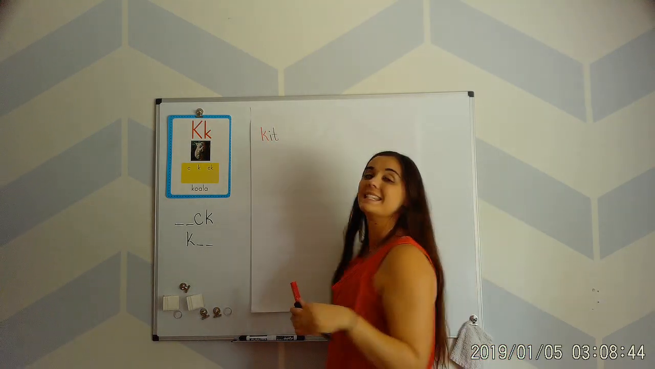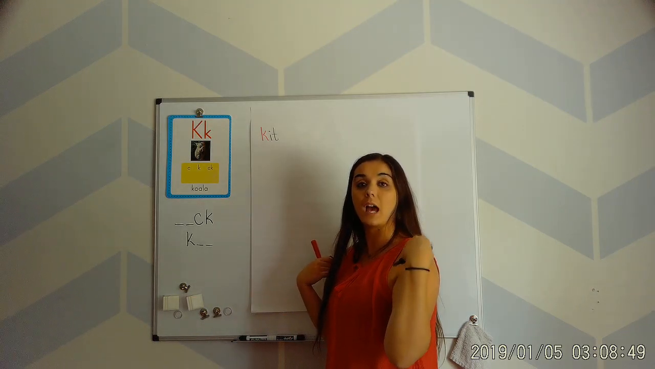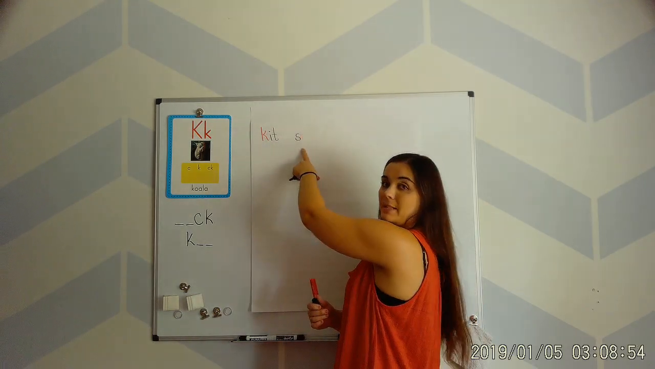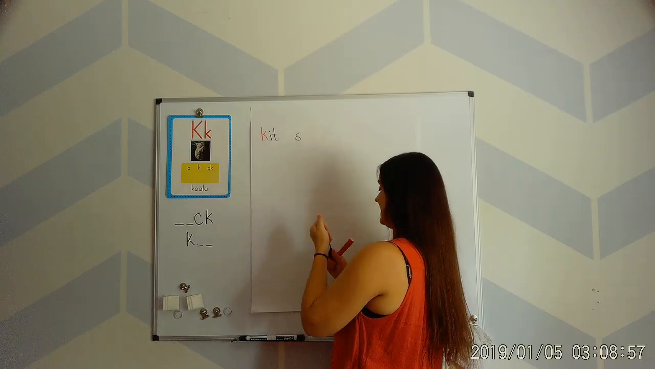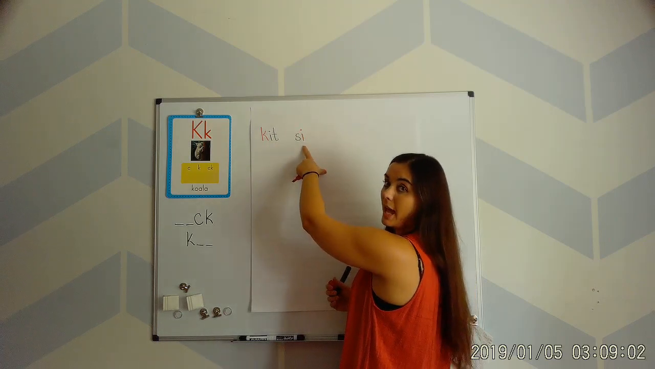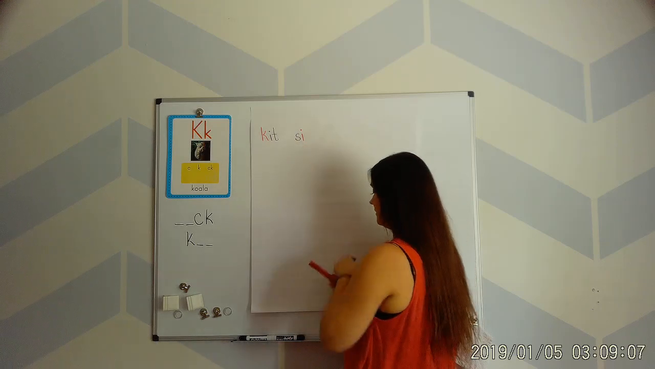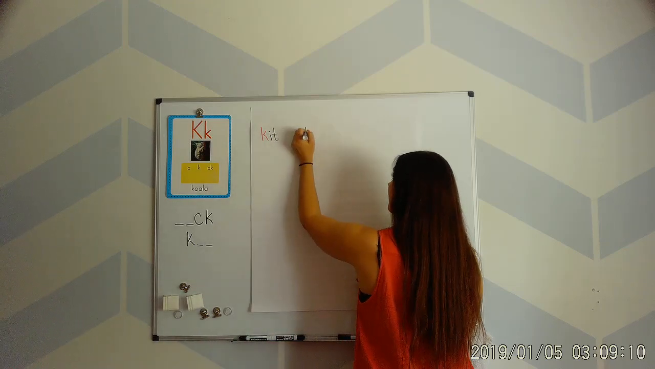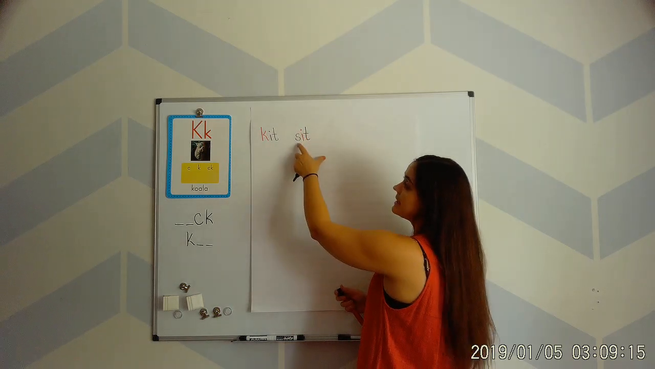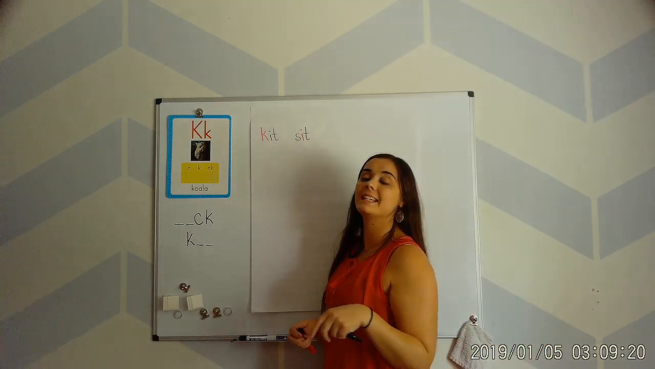All right. Next word. Sit. Your turn. S, i, ta. Sit. So S, what does S say? S. And I, what does I say? I. S, i, si. And T, what does T say? Ta. Let's blend. S, i, t. Sit.